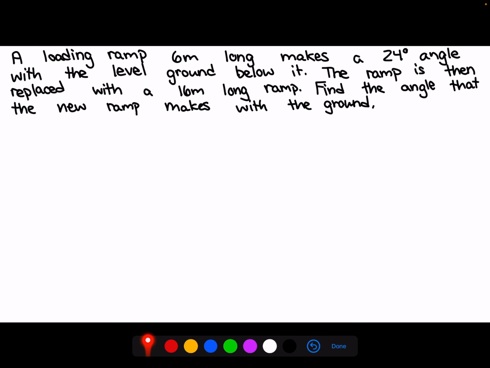All right, next up. A loading ramp 6 meters long makes a 24-degree angle with the level ground below it. The ramp is then replaced with a 16-meter long ramp. Find the angle that the new ramp makes with the ground.